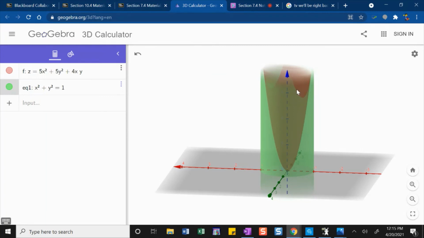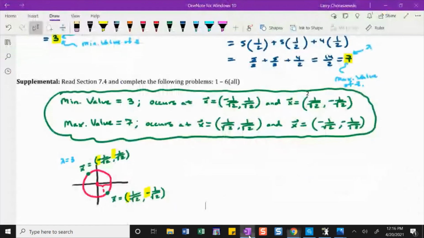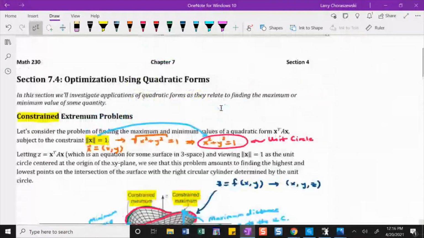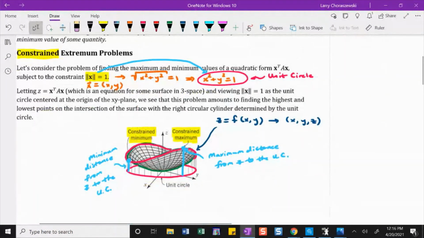So you remember on page 1 of the notes, let me go back to it. I outlined the rim of the surface in this pink color. This is where the unit circle would intersect the quadratic form, should it be drawn as a cylinder. Okay, so that's the rim, and it's on the rim of that intersection that we get our minimum and maximum values.